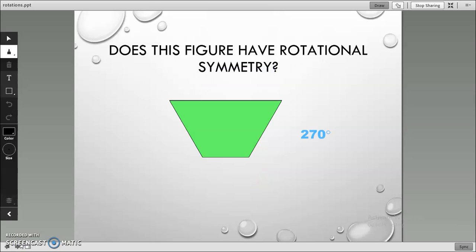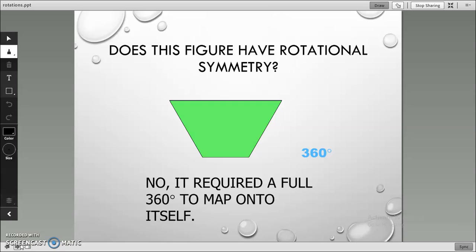Does this figure have a rotational symmetry? Rotate it 90 degrees, there it is straight up and down. Then 180, it's upside down. Then another 90, that's 270. So no, it doesn't have 270. It has to be rotated all the way around. So this one does not have a rotational symmetry because you have to map it all the way back. You have to go all the way in a full circle. So that is not rotational symmetry.